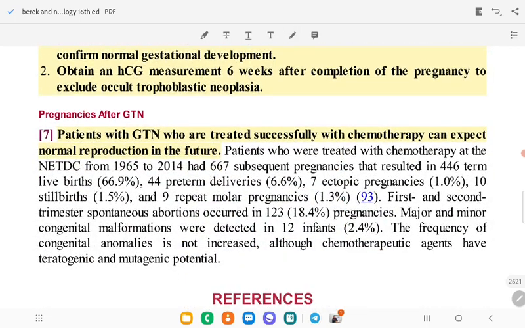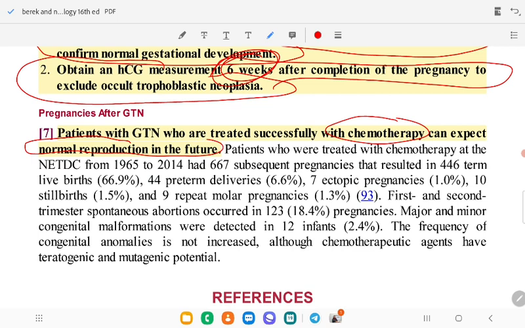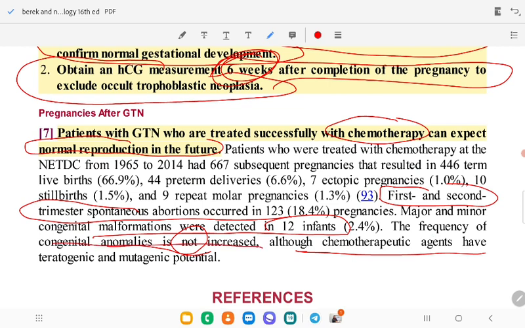Pregnancy after GTN: patients with GTN who were treated successfully with chemotherapy can expect normal reproduction in the future. First and second trimester spontaneous abortion can occur. Major or minor congenital malformations are not increased, as chemotherapy does not have a teratogenic or mutagenic effect.